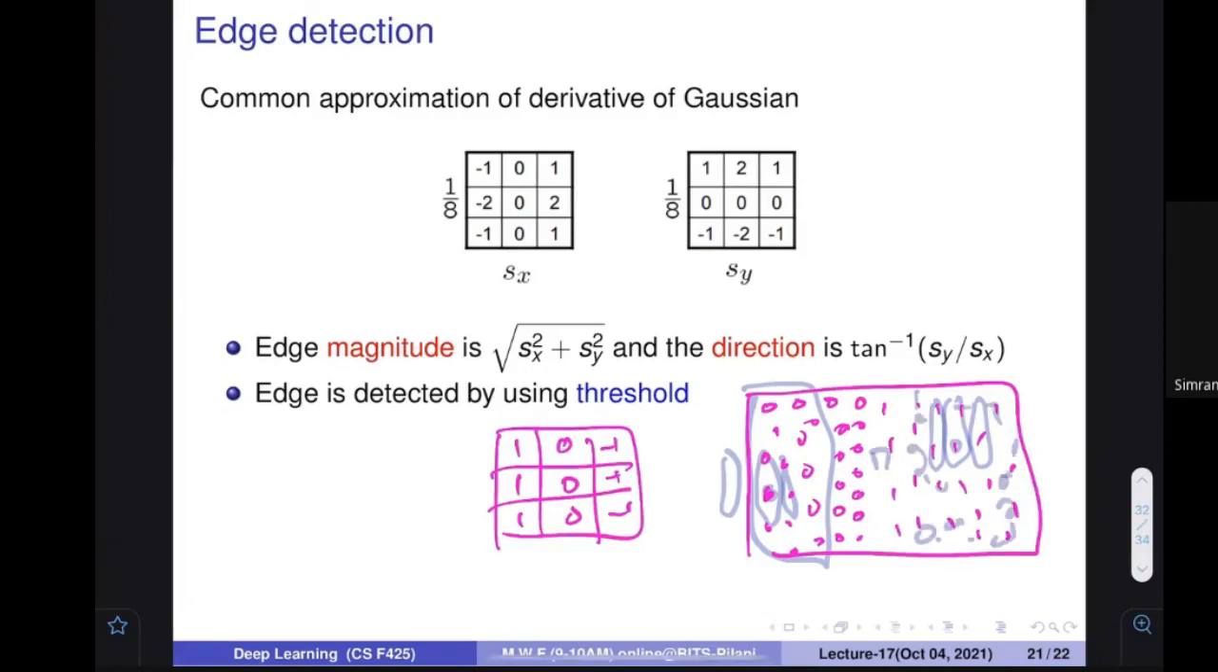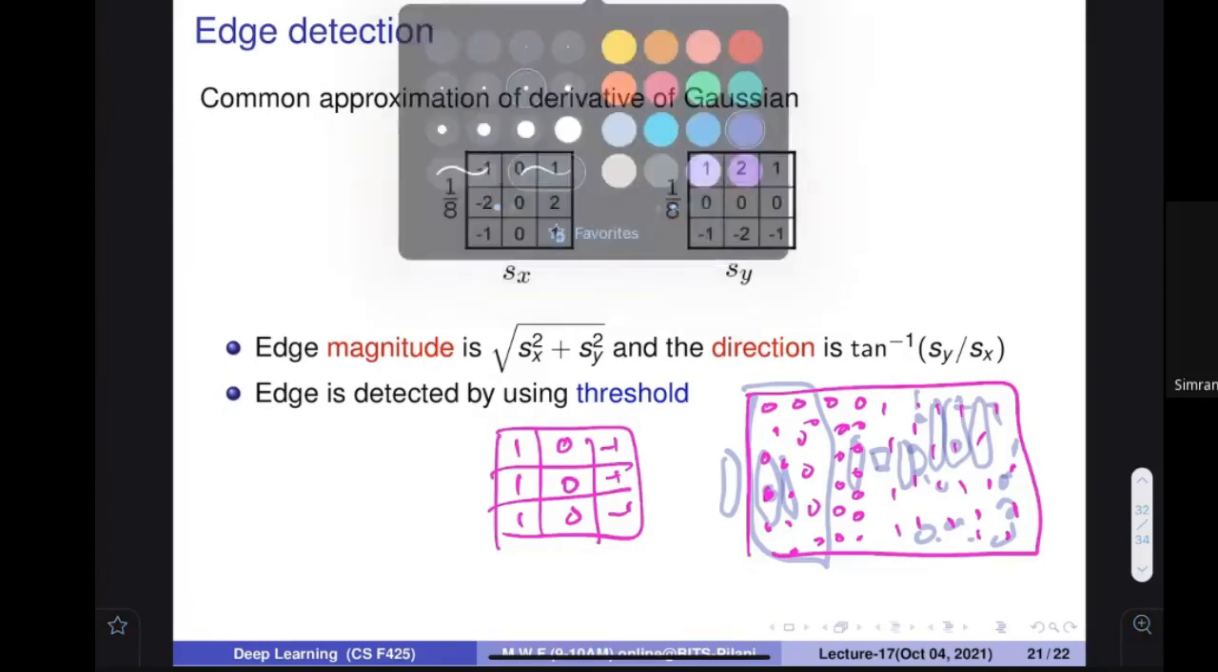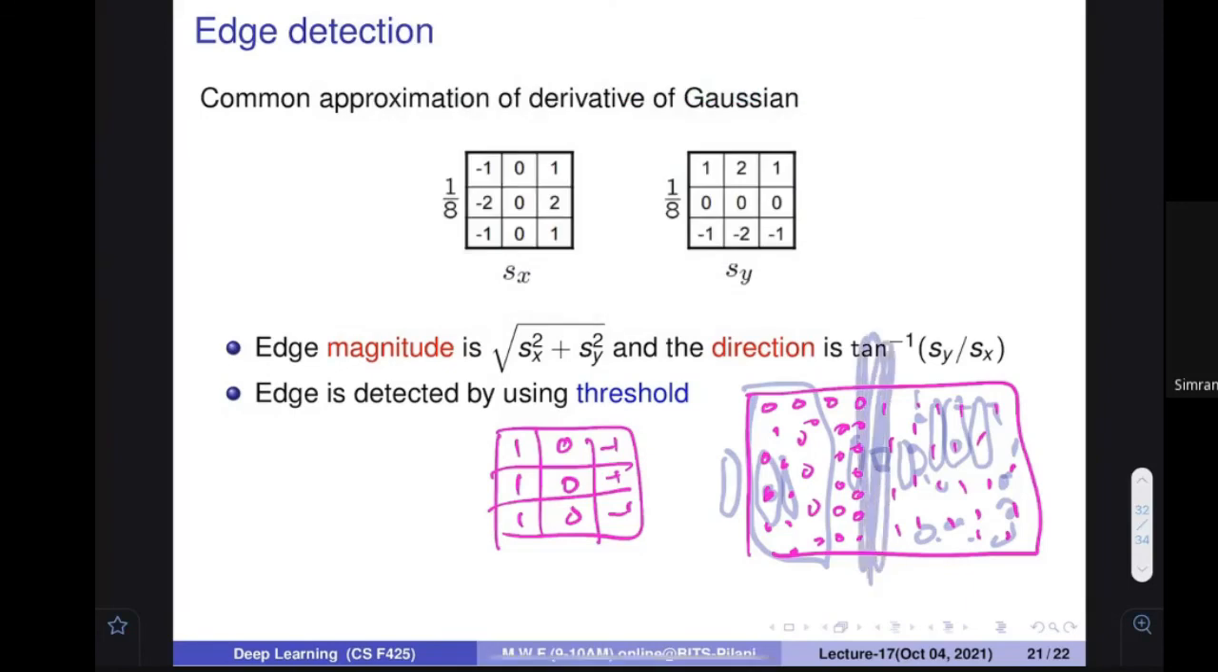But if I put it here, what would happen? On one side there is 0, on the other side there is 1. So it will become -3. -3 means some value; then we can do the normalization and find out some value. So the effect of this particular filter is that I am going to get the line in this particular direction.